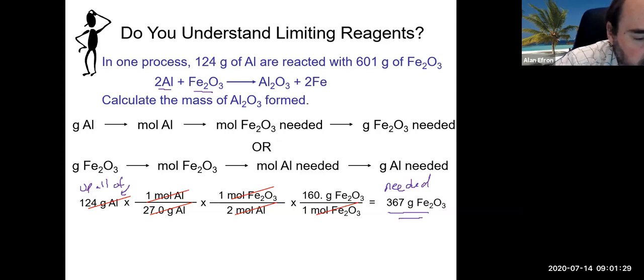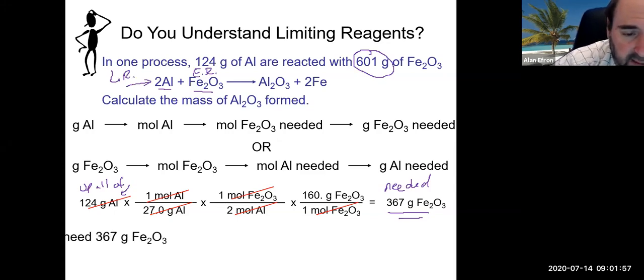And what they found in this calculation was that they needed 367 grams of iron 3 oxide to use it up. And what they see is they started with 601 grams of iron 3 oxide, which, just like what we determined, tells you you have enough of it. And that tells you, just like we did, that this is our excess reagent. And by default, the aluminum would be your limiting reagent.